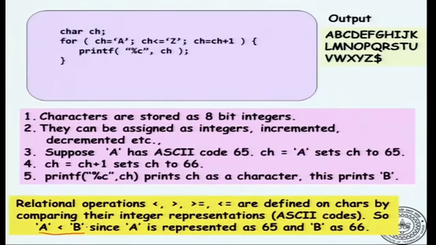Now, for realizing that A less than B is correct, we don't need to know that A is 65 and B is 66. All we know is that abstractly in the ASCII table, the character code for A is less than the character code for B because B occurs after A. So if it is 65 and 66 or it is 0 and 1, the answer is still the same.